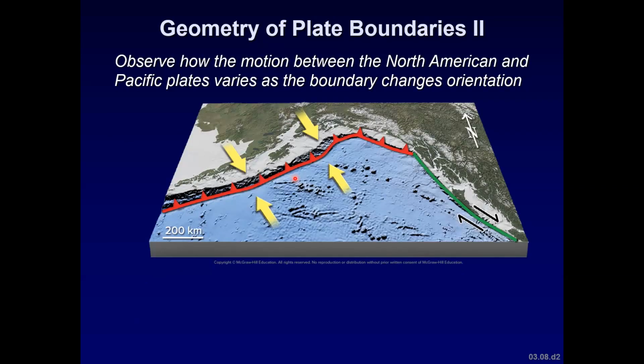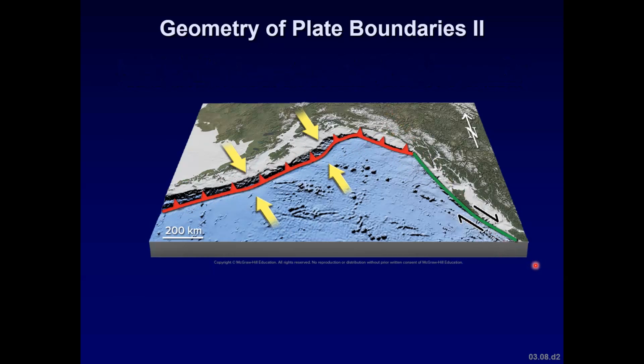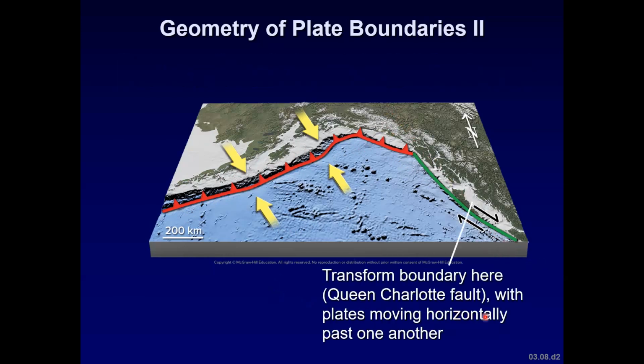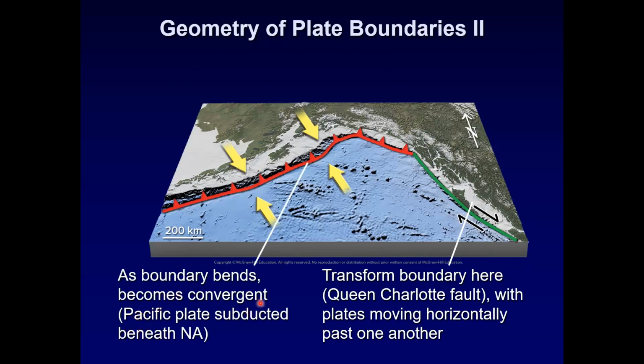More with geometry, we can observe how the motion between the North American and the Pacific plates varies as the boundary changes orientation. So this is convergence. This is Alaska. If we look further south, we get a transform boundary. Call that the Queen Charlotte Fault. We have plates moving horizontally past one another in this area. As that boundary bends, it becomes convergent. That's the Pacific plate being subducted beneath North America.